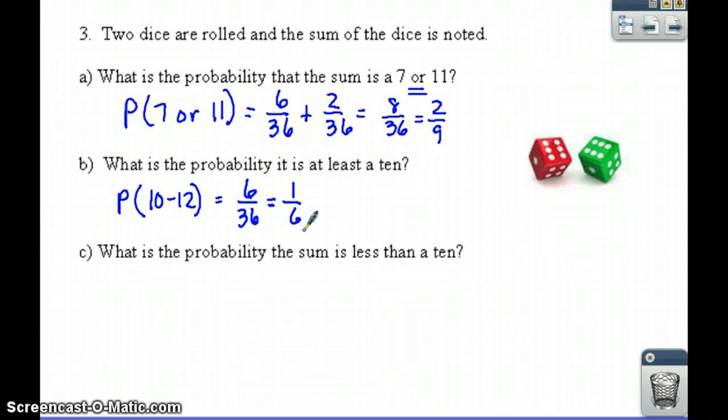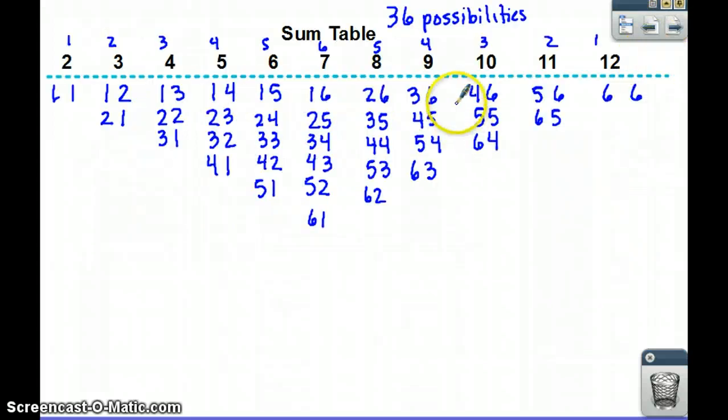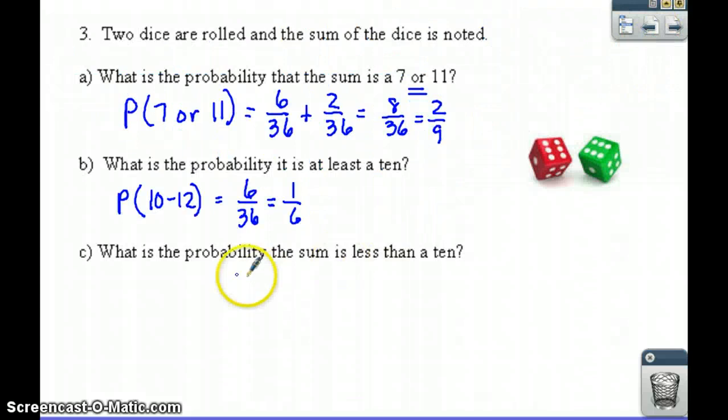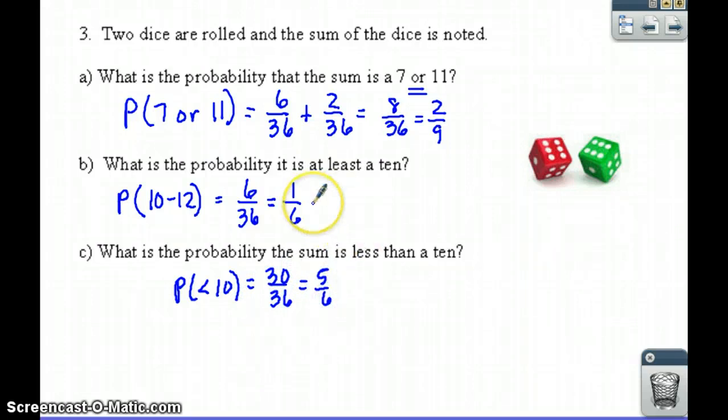Okay, the probability that the sum is less than 10. Well, less than 10 would be everything left over. So that would be 30 out of those 36 times, or 5/6, the complement of the probability that it's at least a 10.